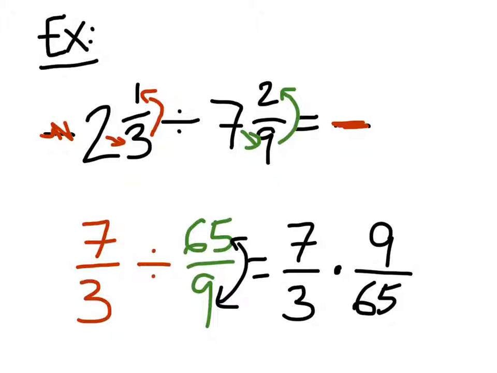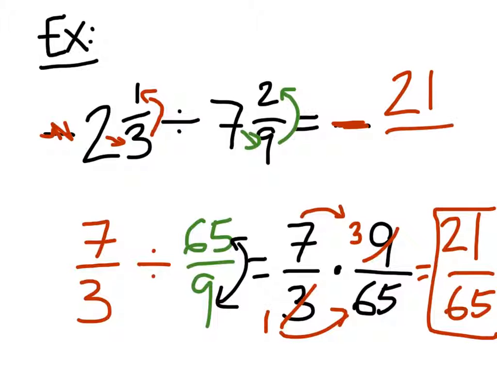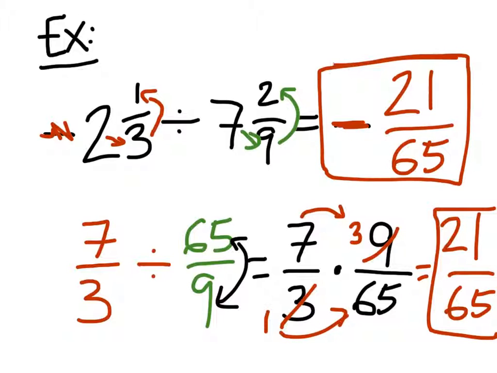All right? So you always flip the second one? Yep, always the second one you're going to flip. Now I'm going to cross simplify these. 3 goes into 9 3 times. So I've got 7 times 3, 21 over 1 times 65, 65. This appears that it will not be simplifiable. It's finished. So our final answer is actually negative 21 over 65. We can't forget the negative from the beginning.